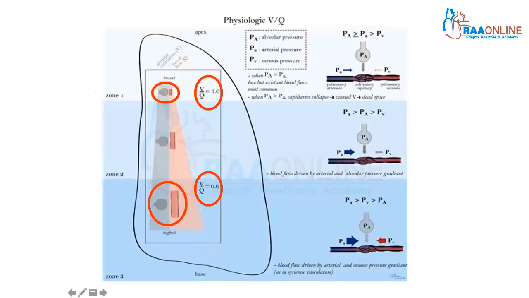Now, if you look at this diagram, this shows that the V/Q ratio, as I was telling you, is less than 1 at the base, that is zone 3, even though both increase, and it is more than 1, approximately 3, in zone 1, that is at the topmost portion of the lung, which is the non-dependent area of the lung in the upright position.